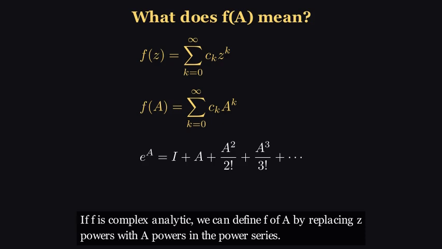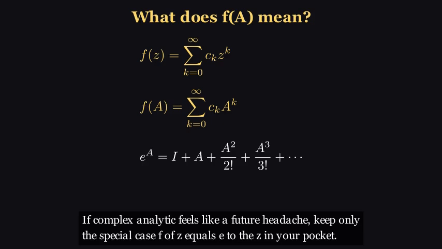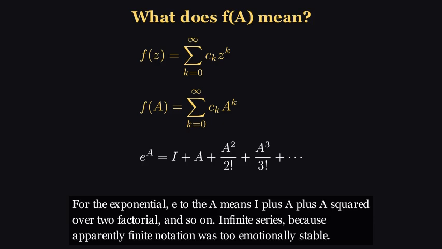If f is complex analytic, we can define f of A by replacing z powers with A powers in the power series. If complex analytic feels like a future headache, keep only the special case f of z equals e to the z in your pocket. For the exponential, e to the A means I plus A plus A squared over 2 factorial, and so on. Infinite series. Because apparently finite notation was too emotionally stable.